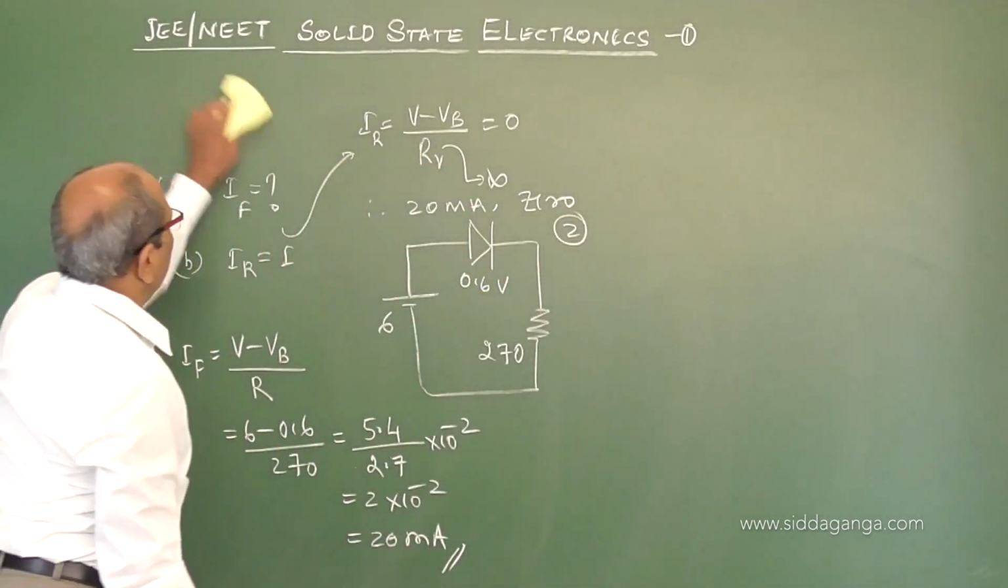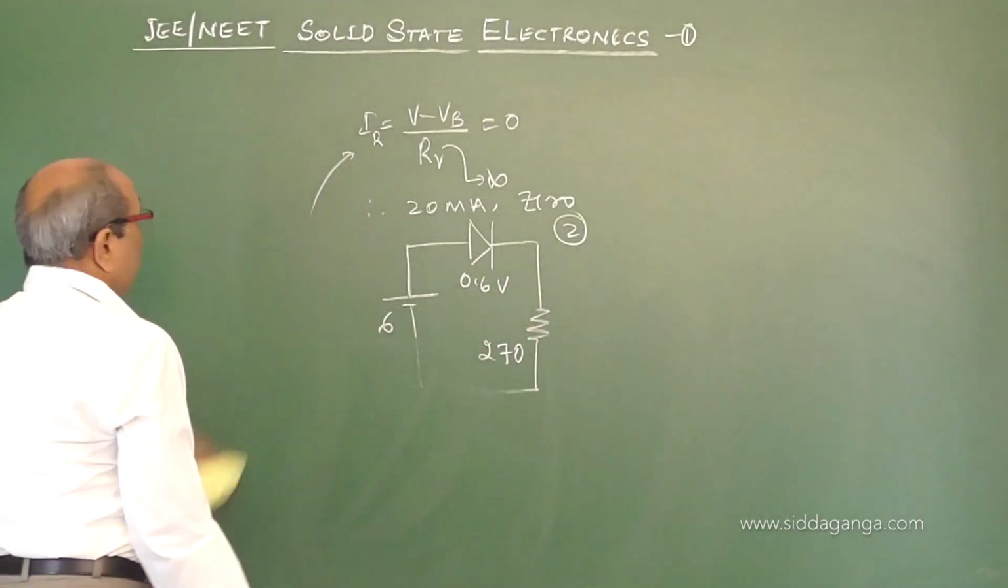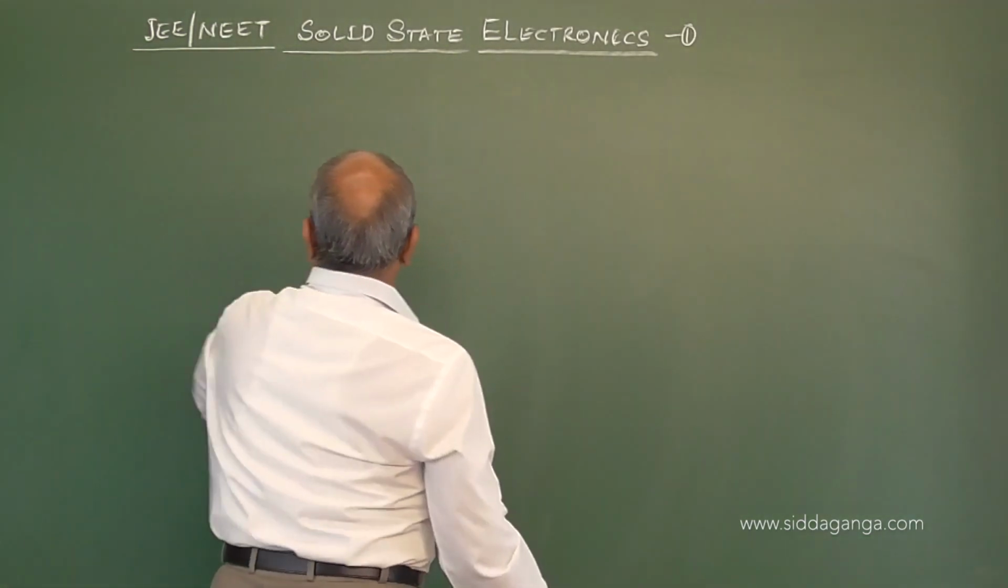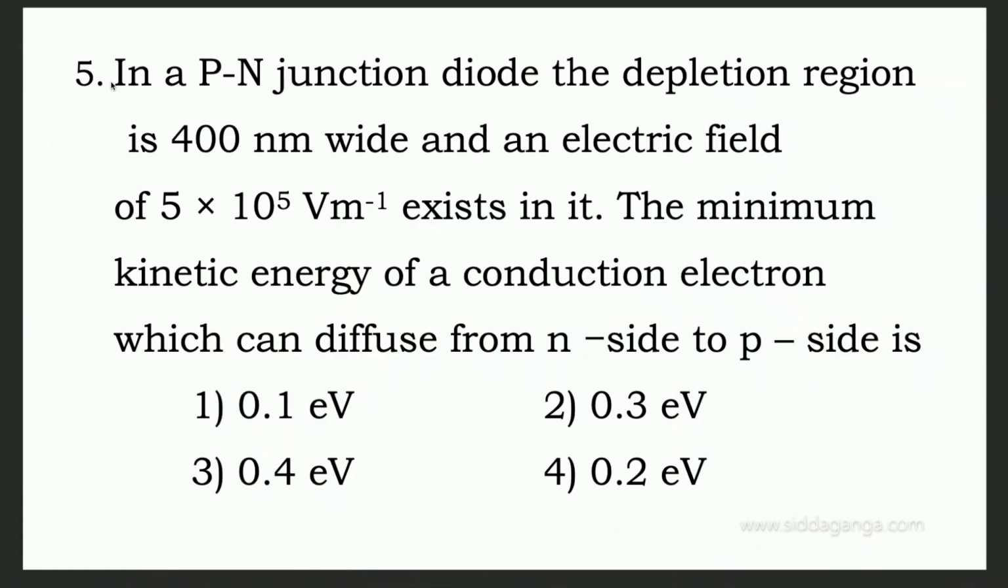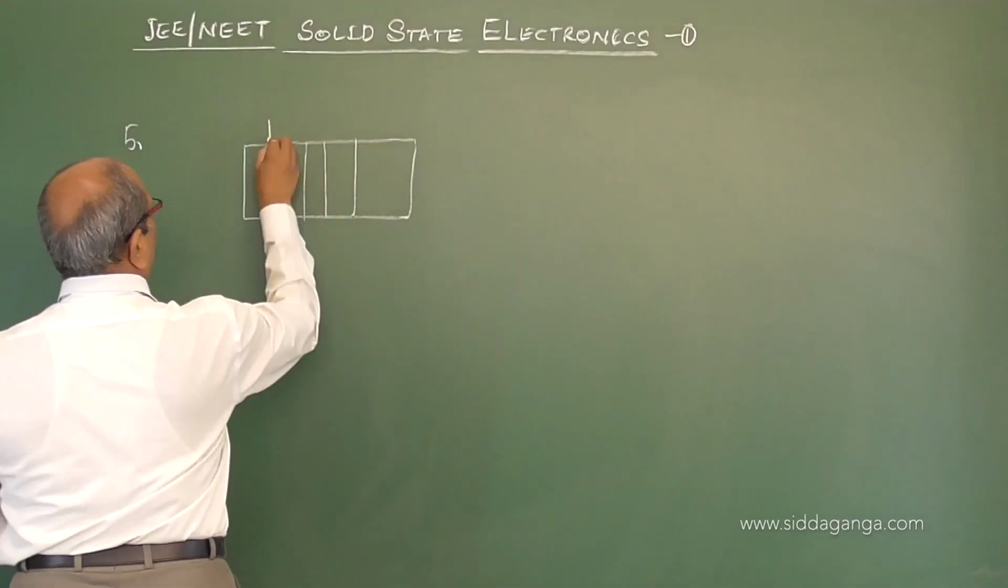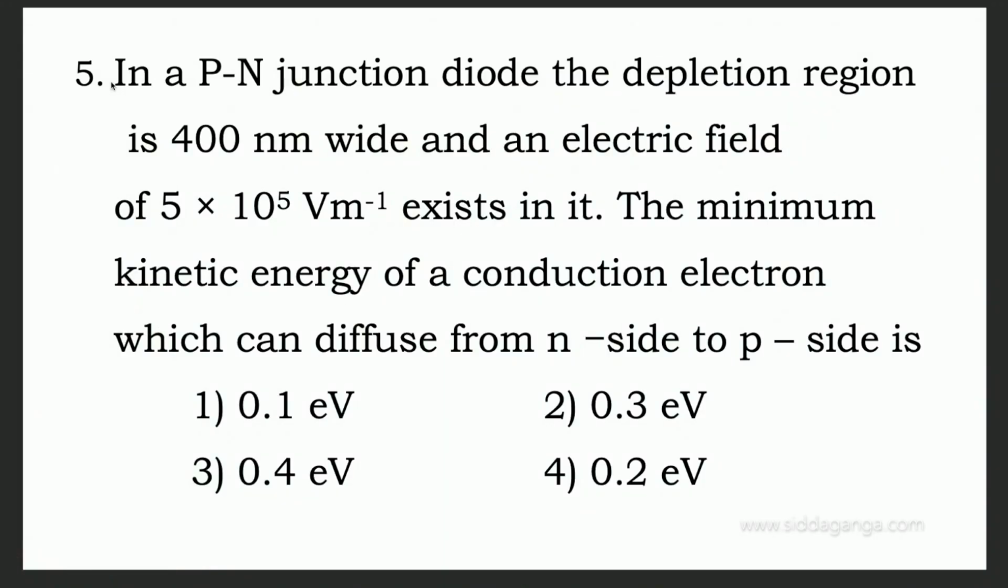Next, coming to question number 5. A PN junction diode, the depletion region is 400 nanometer wide. See, in case of a PN junction, you have learnt one side is P and other side is N, and the thickness of the depletion region is given, D equal to 400 nanometer.